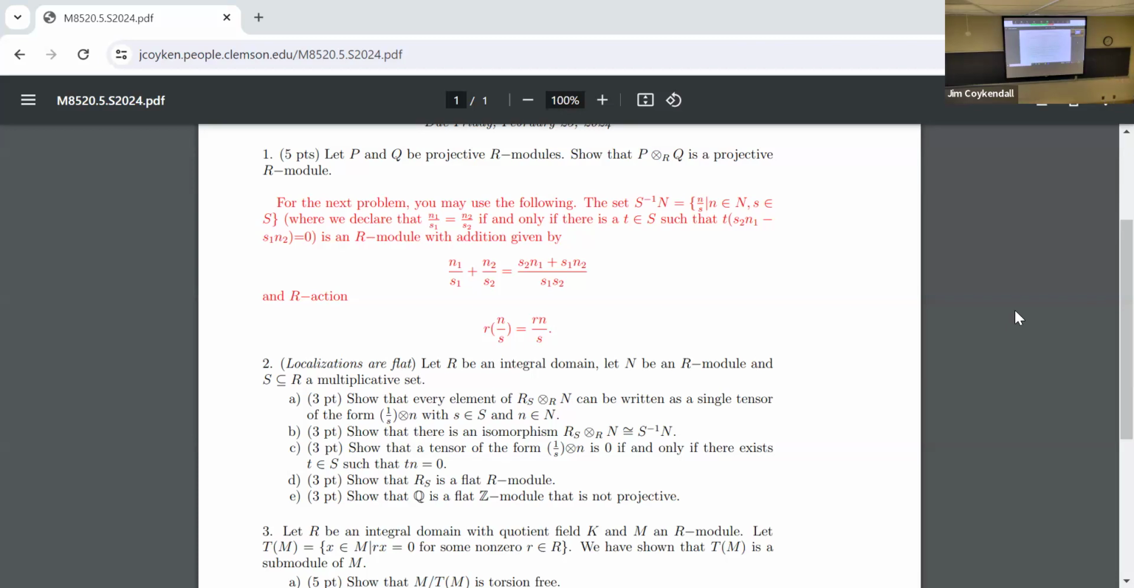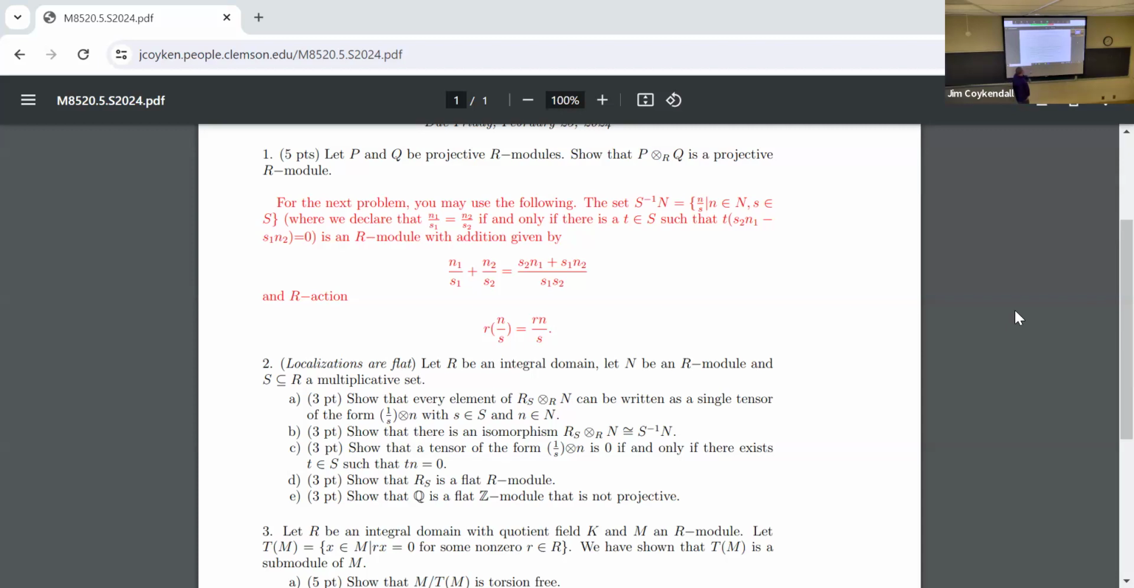Number 3, show that a tensor of the form 1 over S tensor N is 0 if and only if there's a T in S such that T times N is 0. So that's a convenient way to tell if a single tensor is 0. And since every element of the tensor product is of this form, that's kind of convenient. Number D, show that R localized at S is actually a flat R module. And all the stuff up here will probably help you do that.